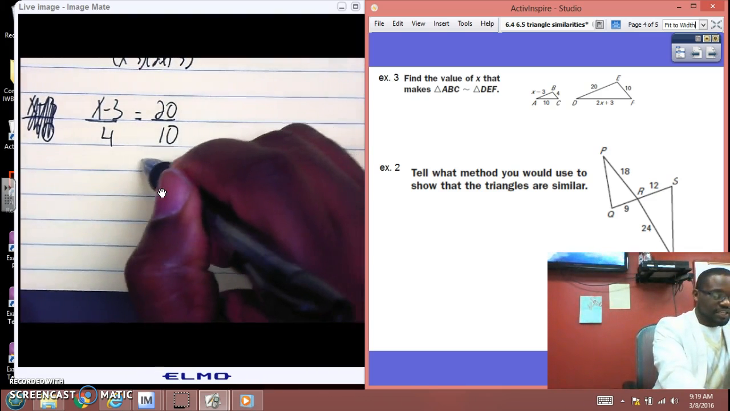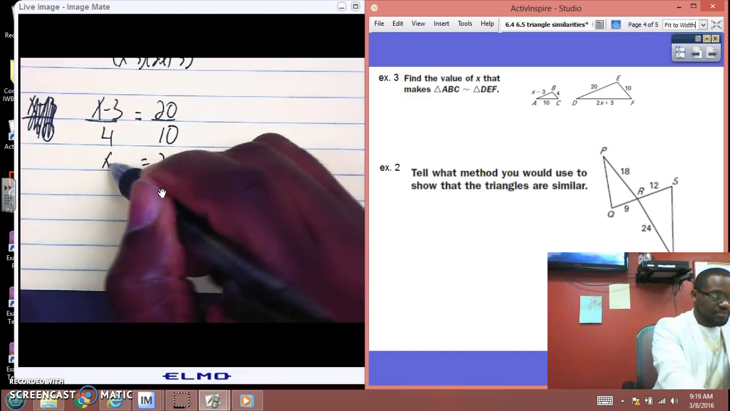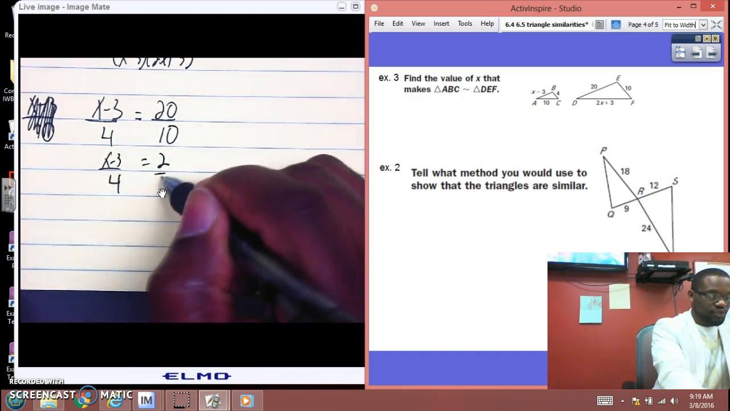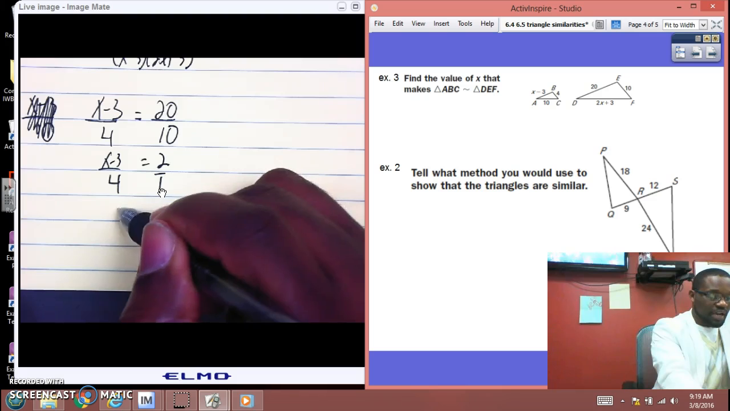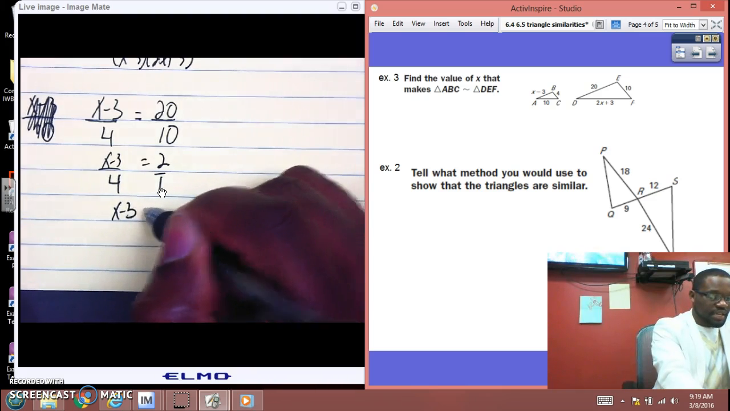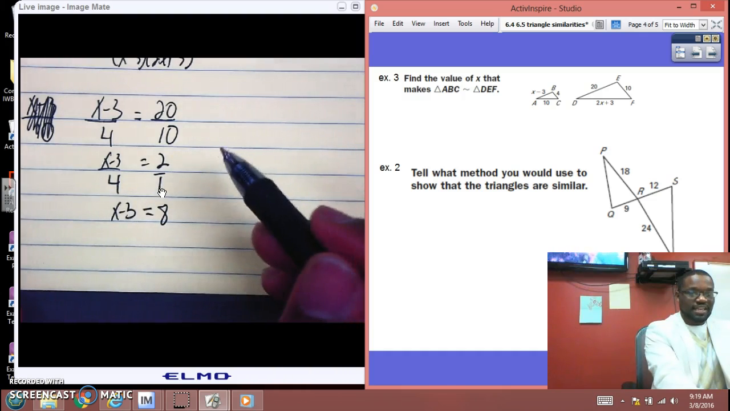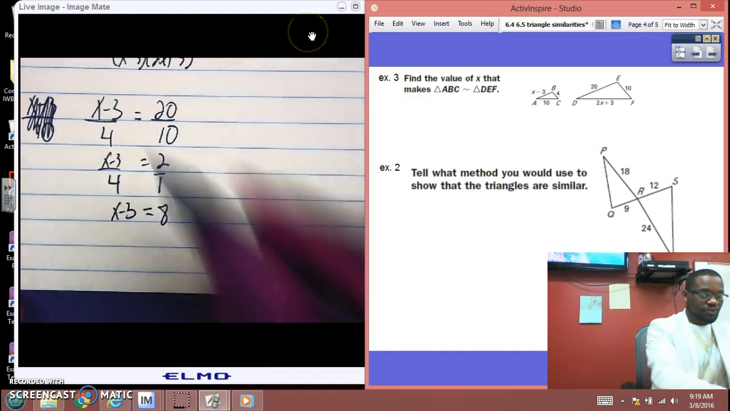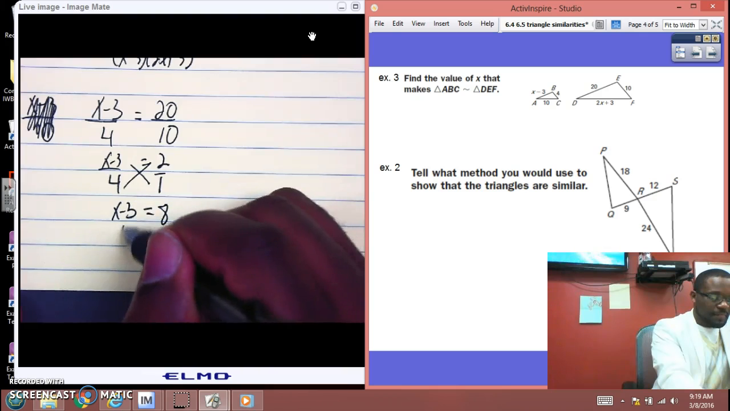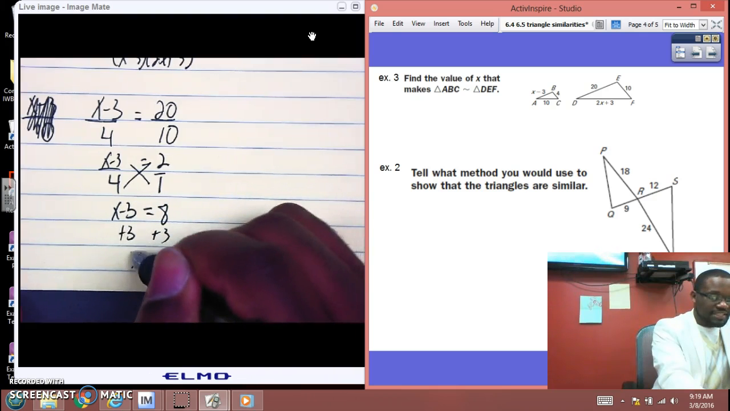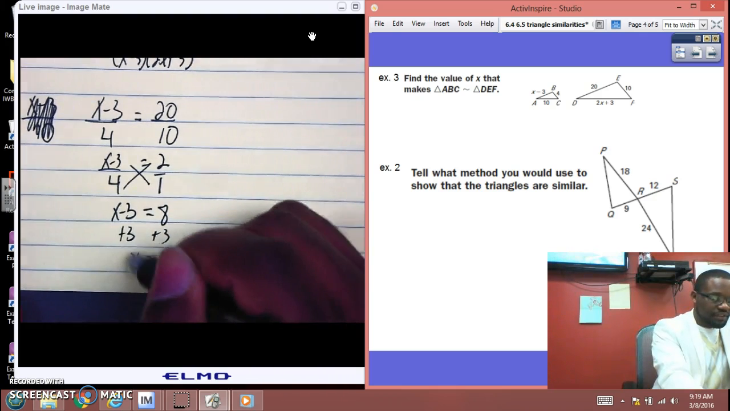So this actually equals 2, right? x minus 3 over 4 equals 2 over 1. When you cross multiply, you get x minus 3 equals 8. Why? Because 1 times x minus 3 is just x minus 3, and then 2 times 4 is 8, cross multiplying. If I add 3 to both sides, that's x equals 11.